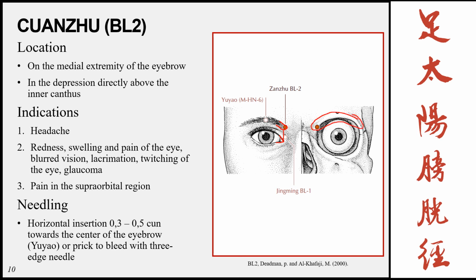Our needling technique is a horizontal insertion, 0.3 to 0.5 tsun. What we do is we can go towards Yu Yao, this point here. So we needle in this direction. Or we can prick this point to cause bleeding.